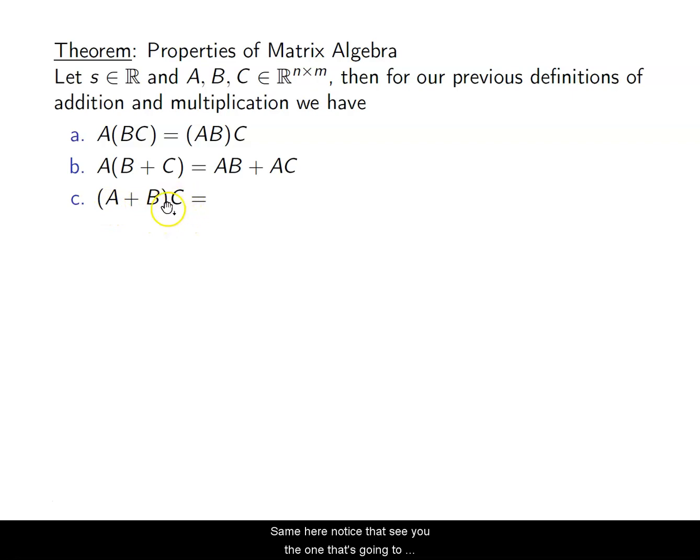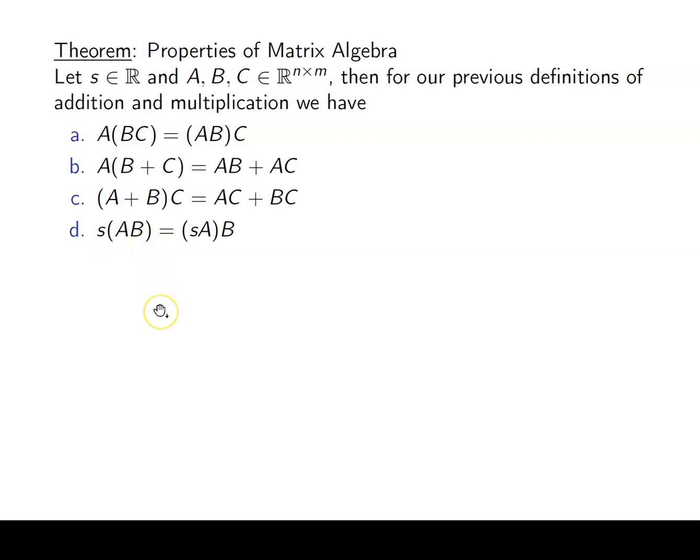Okay, same here. Notice that C is the one that's going to distribute across. C is on the right hand side. So when it distributes, it stays on the right hand side of the products, AC and BC. S times AB, I can take this scalar and multiply it times A first and then multiply it times B. Or I can multiply the scalar times B first and then multiply it times A. And that's fine as long as A and B stay on their respective sides. That's what matters.